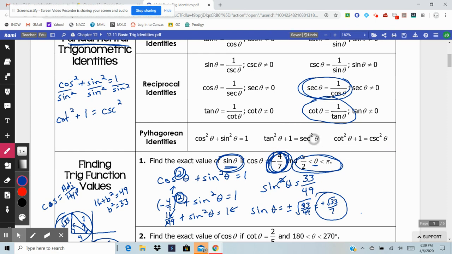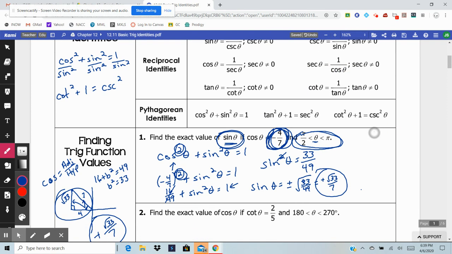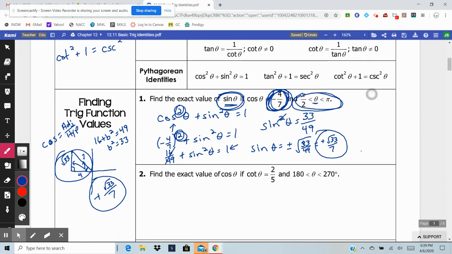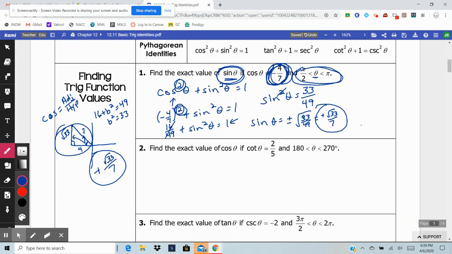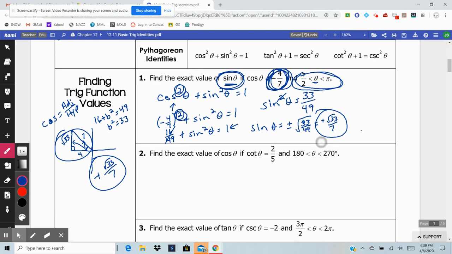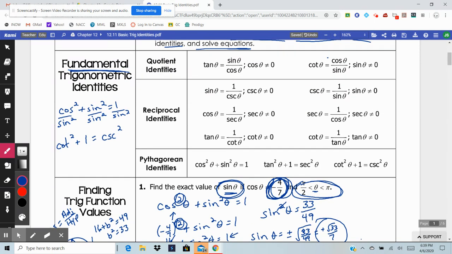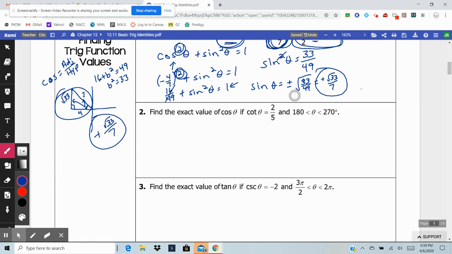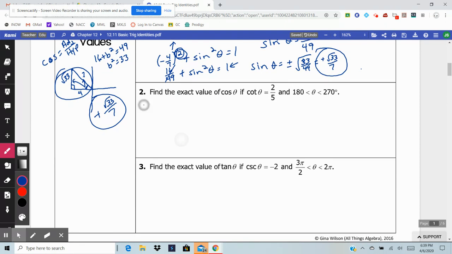I could do tangent to secant, and I know that secant is the reciprocal of cosine. So you've got several different options here, and honestly, it doesn't matter which one that you pick as long as you make it to the right spot. So I'm going to do this. I know that since cotangent is 2/5, reminder that cotangent and tangent are reciprocals of each other. So since cotangent is 2/5, I can say that the tangent of the angle would be 5/2.